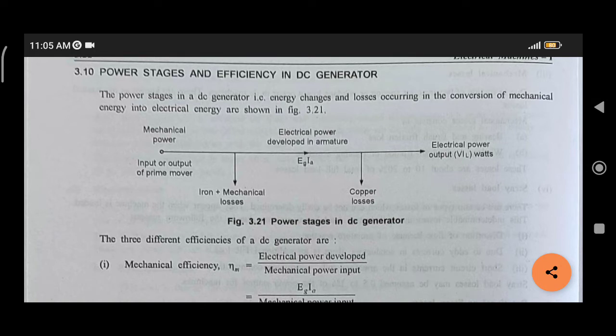After that, the remaining power is transferred from the rotor to the stator in the form of electricity, through the flux, Eg into Ia. After that, we observe the copper losses, and finally we receive the electrical power output. So there are two major losses here: one is iron plus mechanical, and the other is copper loss.